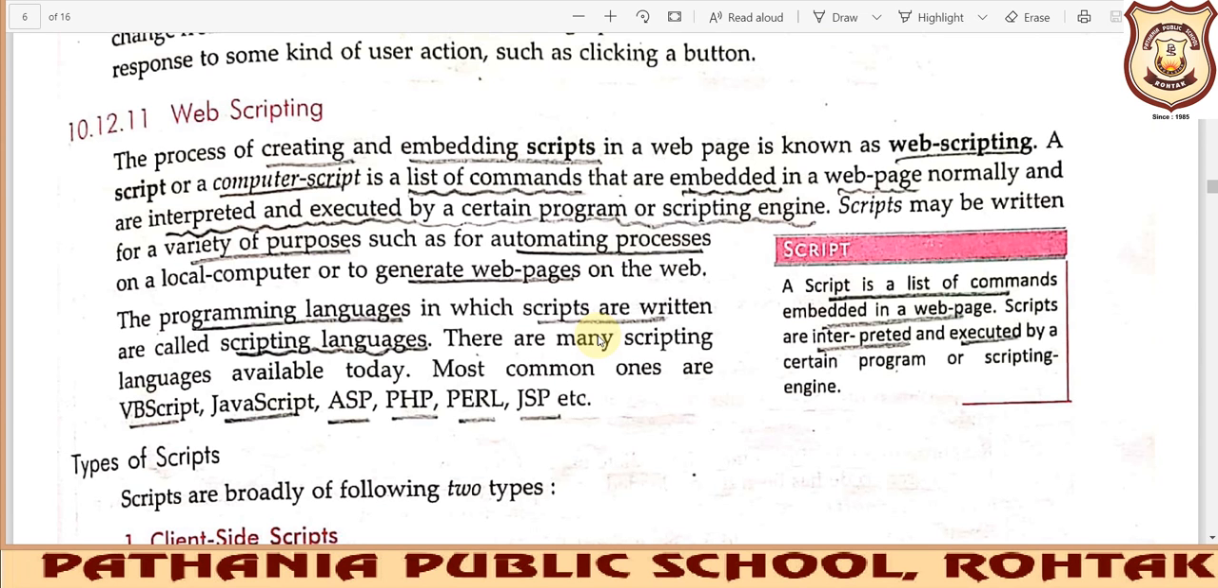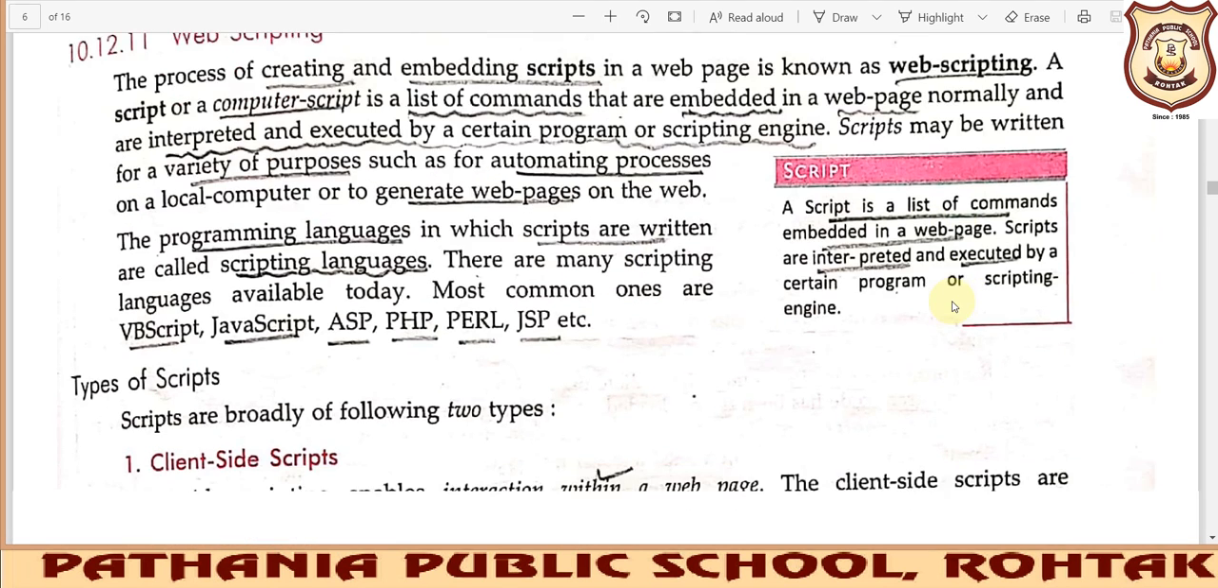Fine. So what is web scripting? It is the process of creating and embedding scripts in web pages. Scripts are commands, because in a computer everything works with commands only. So for getting something done we need to add a command to it. For writing commands we use scripts, and web scripting is the process of creating and embedding them. Embedding means putting those scripts into the web page. So firstly creating and then embedding those scripts in the web page is web scripting. So what are scripts? I told you, a list of commands.